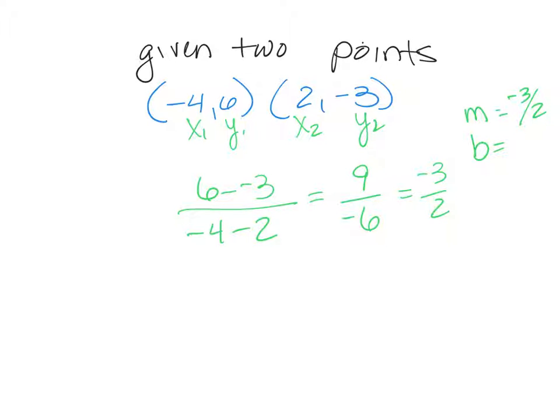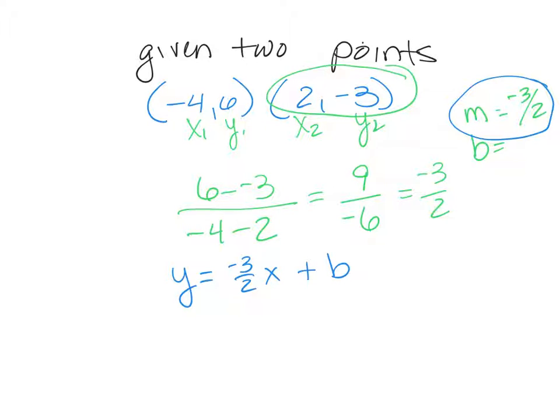We're going to pick a point, and let's say I pick this guy. You can pick either one of those 2 points, and we're going to write the equation as we know it now. We know y equals negative 3/2 x plus b, because we know our m. We can go ahead and plug it in. Now, what does any point represent? What letters does a point represent? It represents x and y.